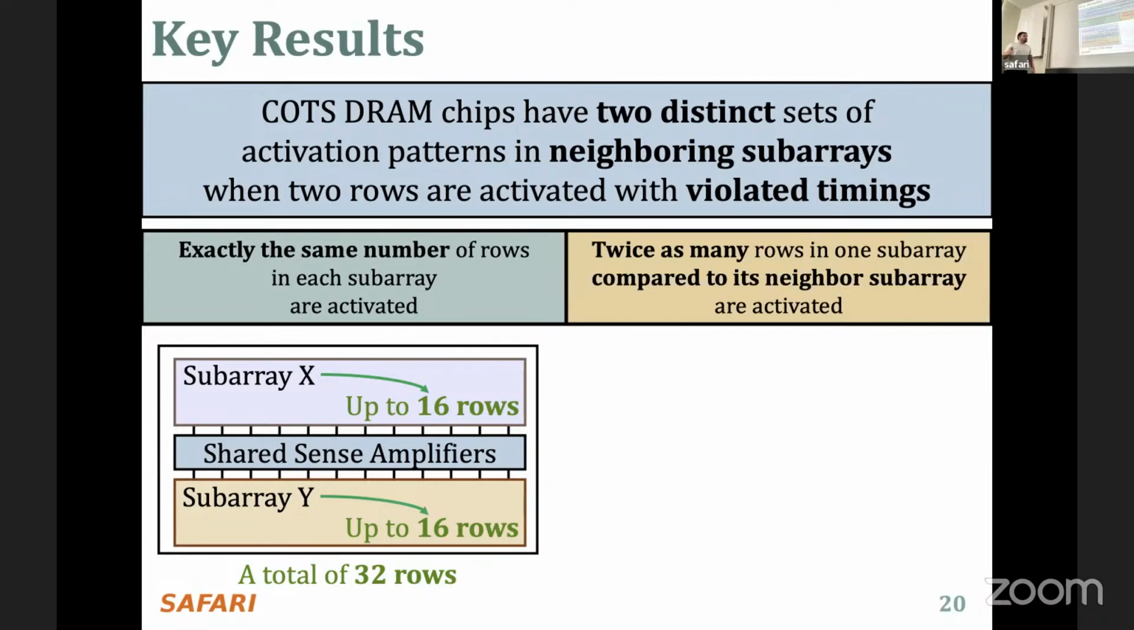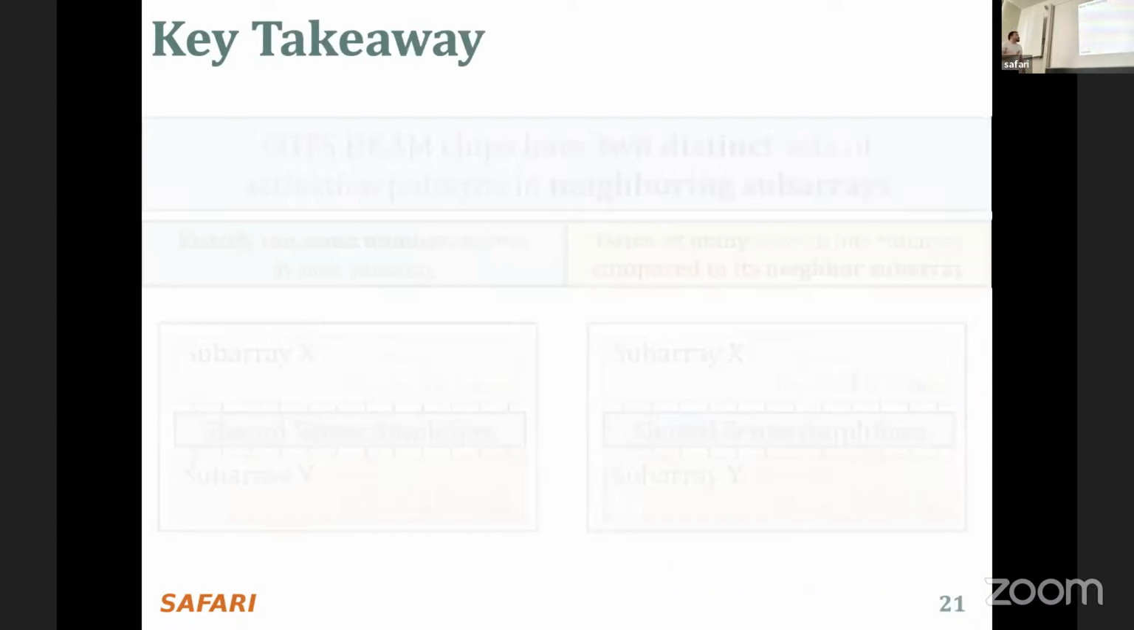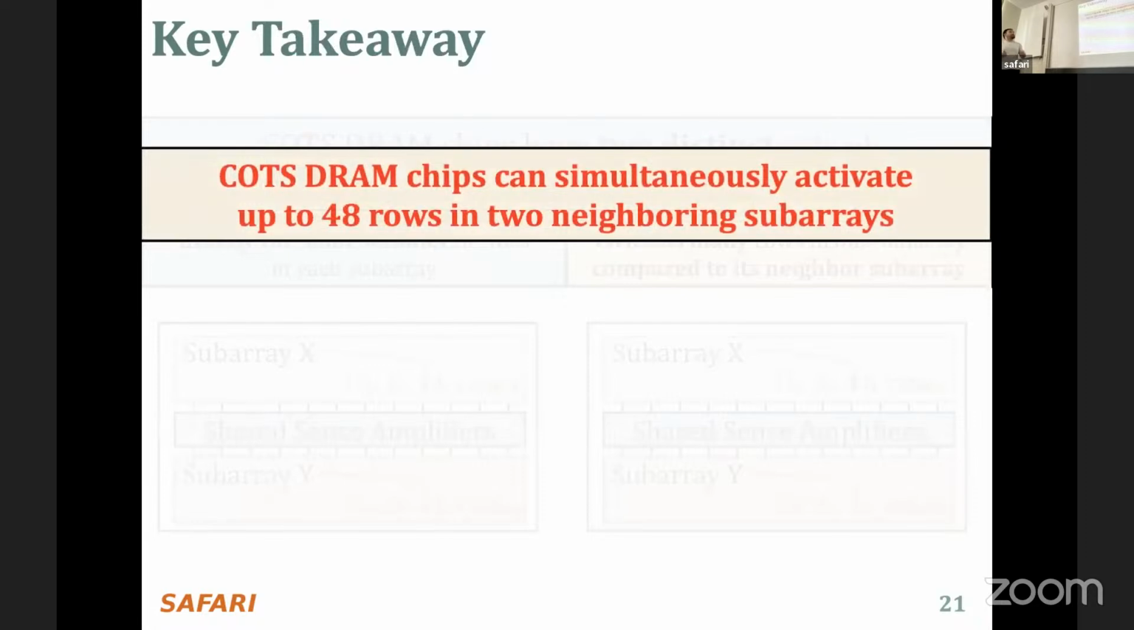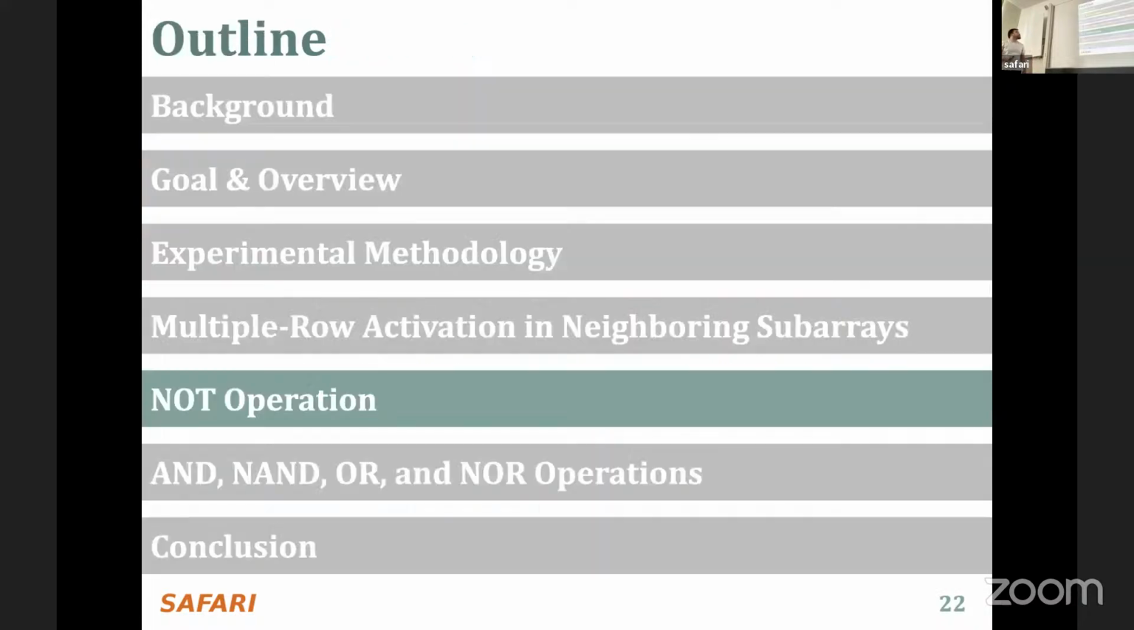And twice as many rows in one subarray are activated compared to its neighbor subarray. So we observe that we can activate 16 rows in one subarray while activating 32 rows in the neighboring subarray, a total of 48 rows. And our key takeaway from this experiment is off-the-shelf DRAM chips can simultaneously activate up to 48 rows in two neighboring subarrays. And there are many, let's say, hypotheses on how we do this. Please check our paper for more detail.